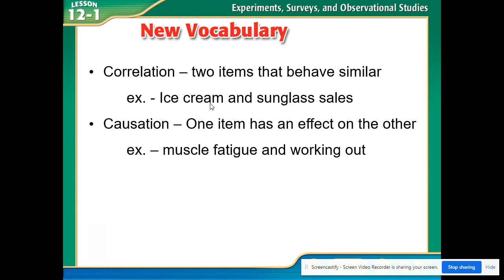Causation: one item has an effect on the other. Like muscle fatigue and working out. If I work out, I will have muscle fatigue. That's how it's supposed to work. Working out makes the muscle fatigue. I wouldn't have muscle fatigue if I wasn't working out. Okay, ice cream sales do not go up because sunglasses sales went up. There's some other cause there. All right, so those are the differences.